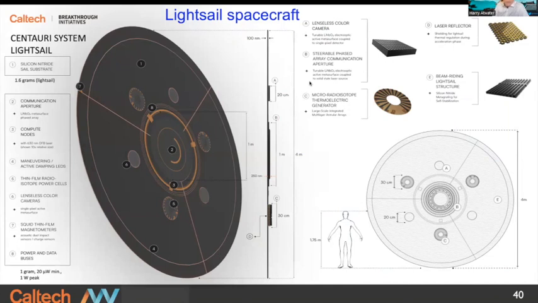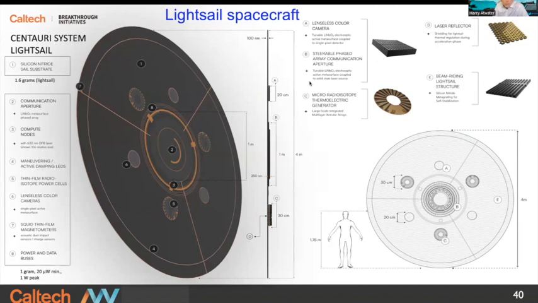This is a spacecraft that weighs 1.5 grams, and it's made of a 100 nanometer thick silicon nitride membrane that's 4 meters across. And it employs many of the devices that I've introduced to you during this talk. For example, it has an optical aperture in the center that transmits a short wavelength laser frequency beam using an active beam steering element.